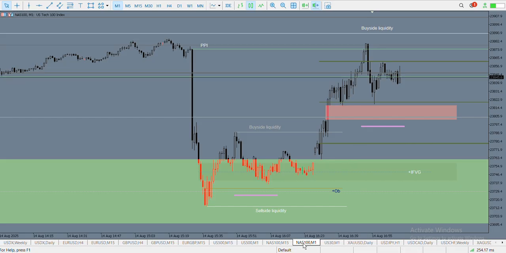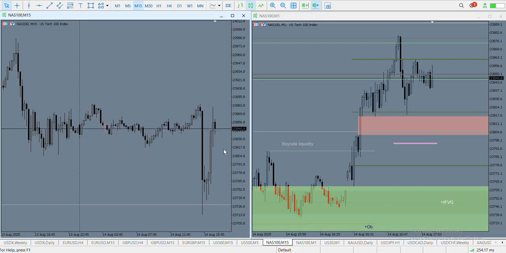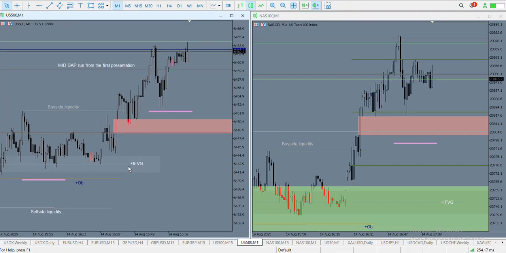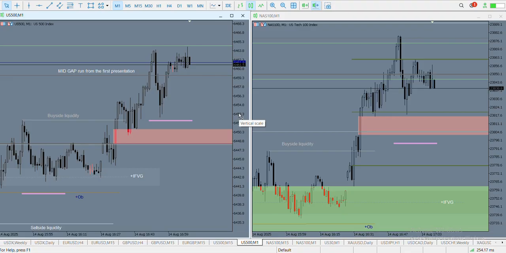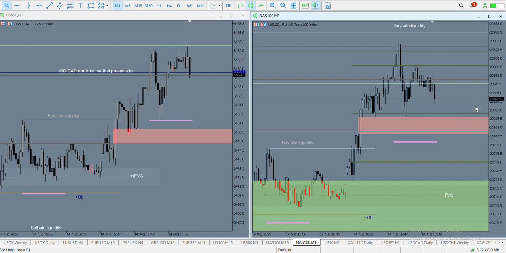I really don't have any idea of what price is going to do. Not everybody has an idea of what price is going to do every single time. Sometimes we just have to wait for the narrative to tell us what's the next move that price is going to move into, which liquidity is next in line, which inefficiency is next in line, and those kind of ideas. So it seems like it wants to take these equal lows here and then start moving higher.